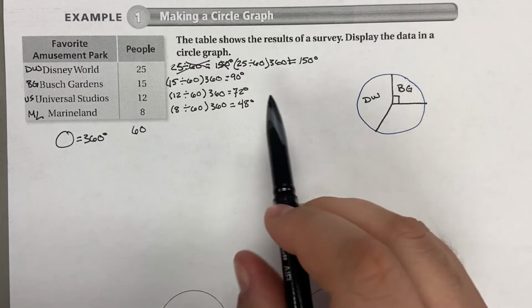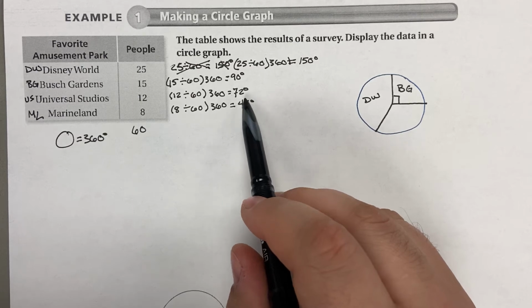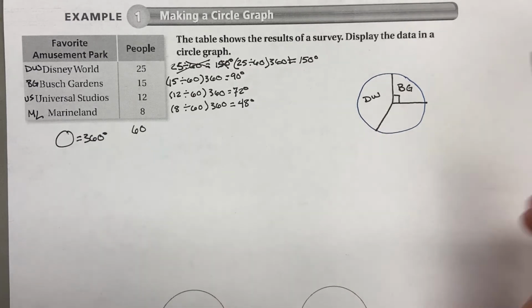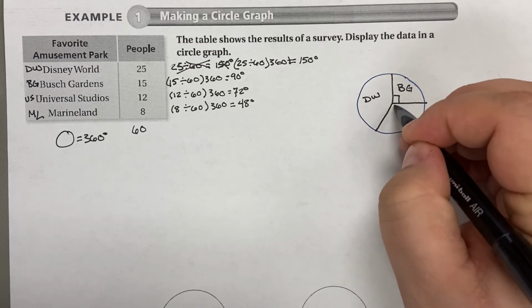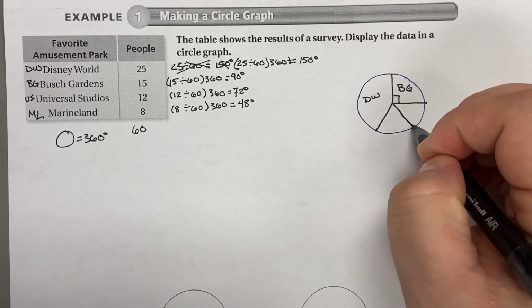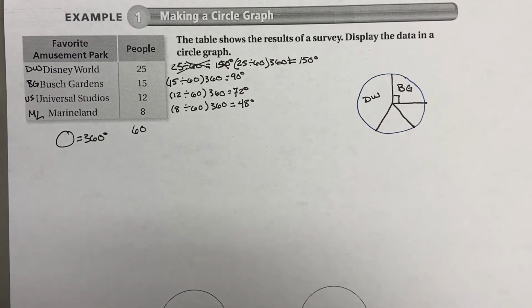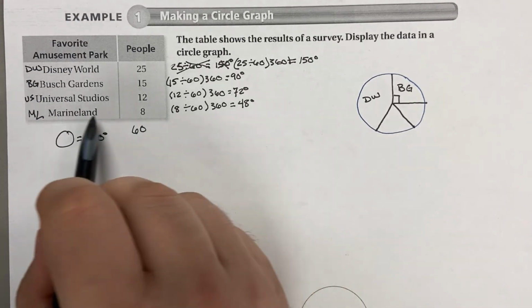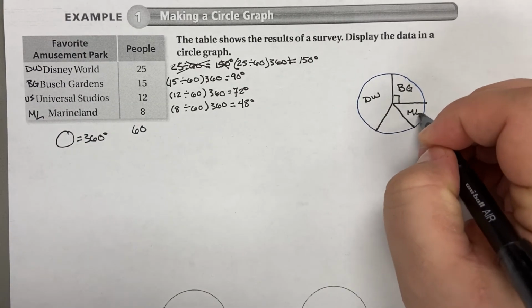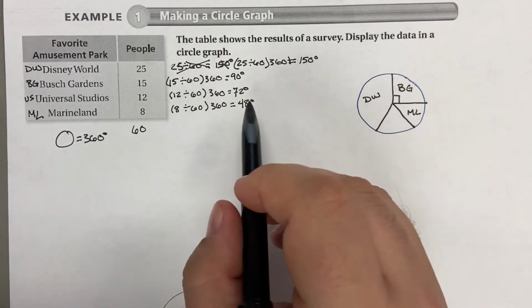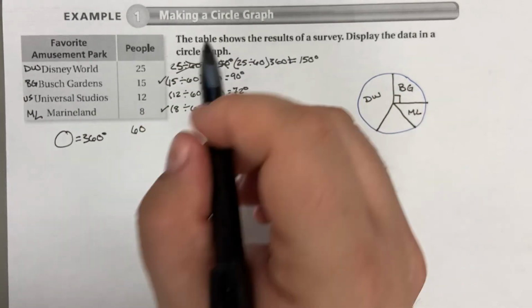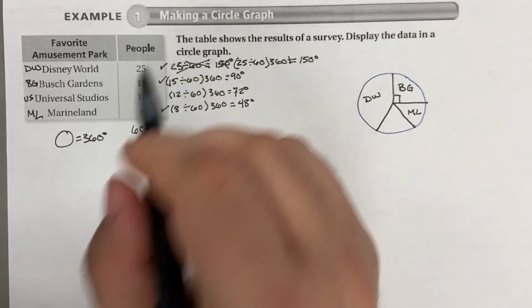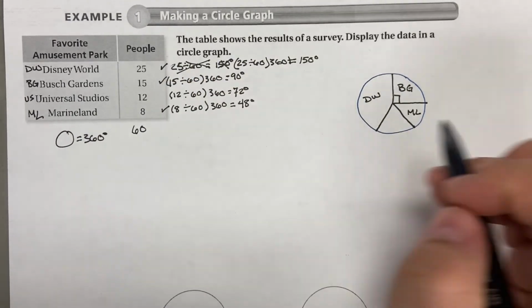Now, the next one we have is 48. 48 is almost 45, which is half of 90. So I can essentially pretend as if this is going to make a 90 and cut this a little over half. It's not going to be obvious which one it is. 48 degrees is Maryland, or ML. And then the only thing that's left, because we've done the 48, we have done the Busch Gardens, or the 90 degrees, and we have done the 150, or Disney World, the only thing that's left is Universal Studios.